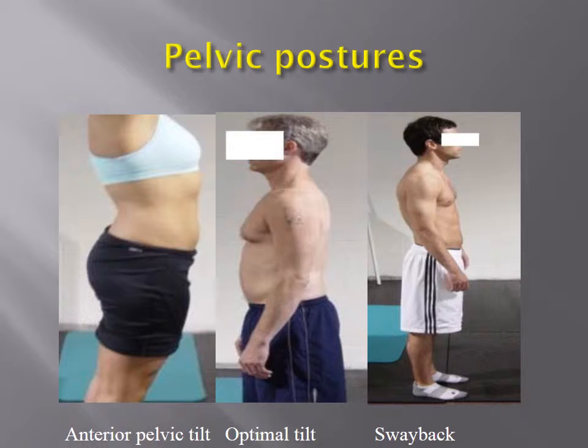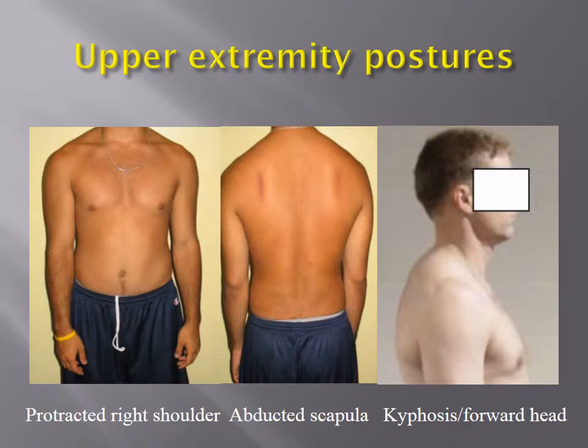I don't want you to think too much about it. Just score the screen. But the point is that with this, you can start to get an idea of how these things orient. When we're looking at upper extremity postures, you can see this person here with a protracted right shoulder. So the right shoulder is forward and down, whereas on the back side, the scapulae or wing bones are abducted.